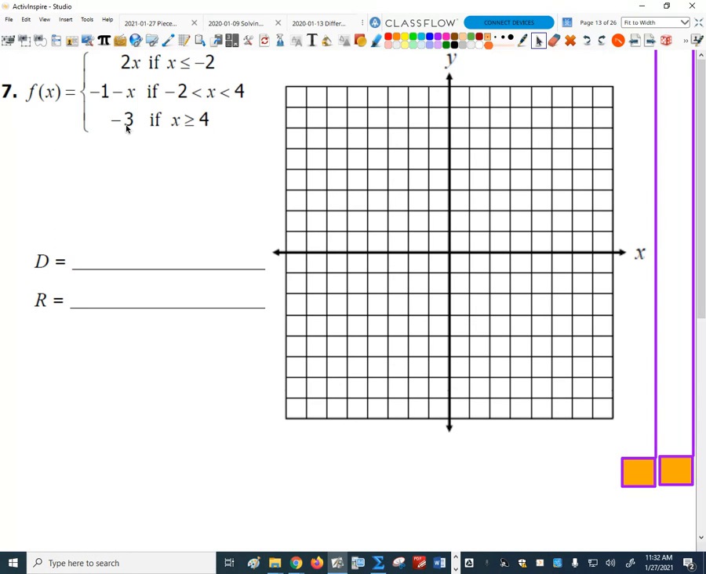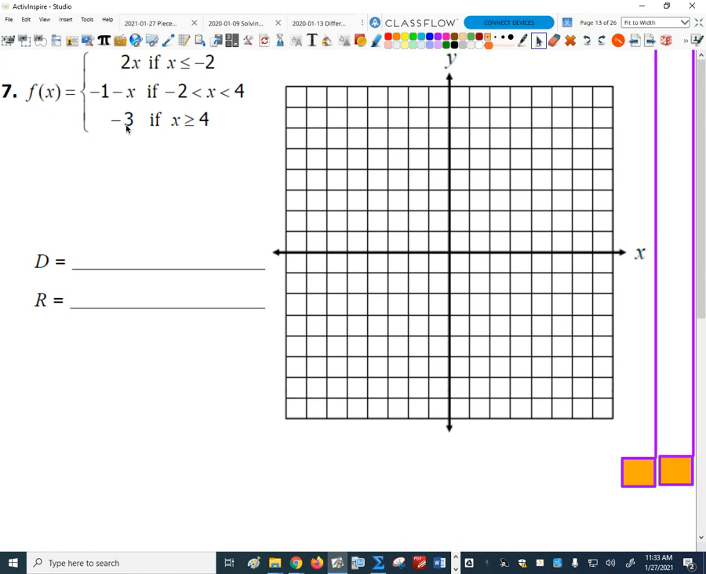So type in chat, what are the x values where I'm making transitions between the pieces? What are my boundary lines going to be? What x values? Type it in chat. What are my boundary lines going to look like here? Aurelia, what are my boundary lines going to be? Help me out. Are they going to be negative 2 and 4? There you go, negative 2 and 4, right?